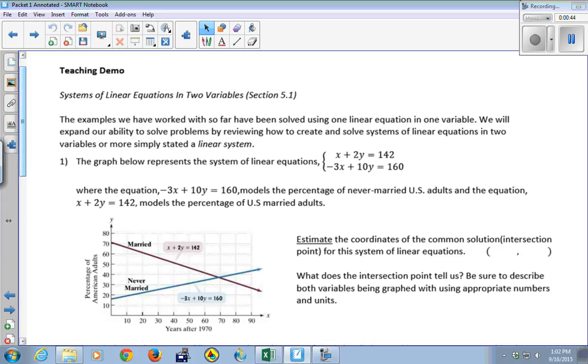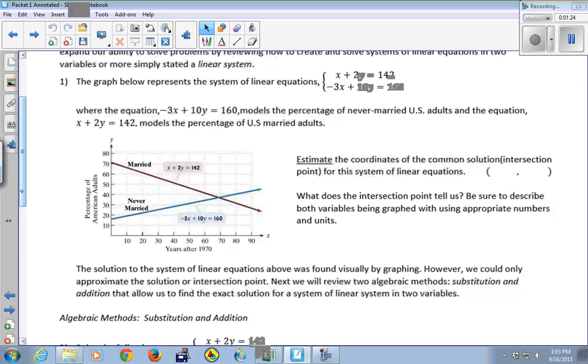All right, systems of linear equations in two variables. The examples we've worked so far have been using one linear equation and one variable, though many of you used this technique in the activities yesterday. Many of you used two variables last class, and I didn't stop you because it's a totally valid approach. I just wasn't going to present it until today. So today we're going to review how to create and solve systems of linear equations in two or more variables.